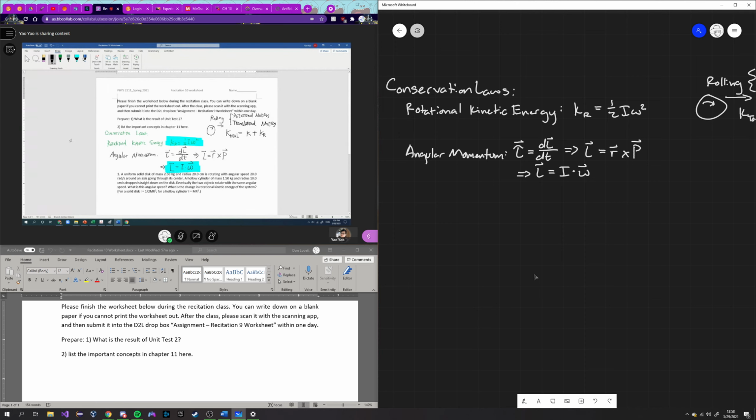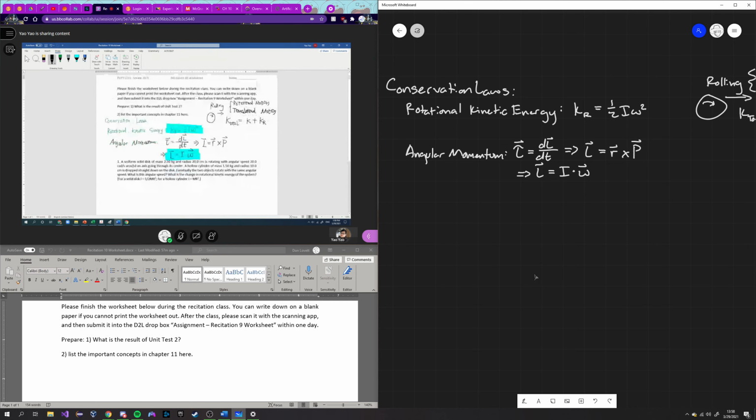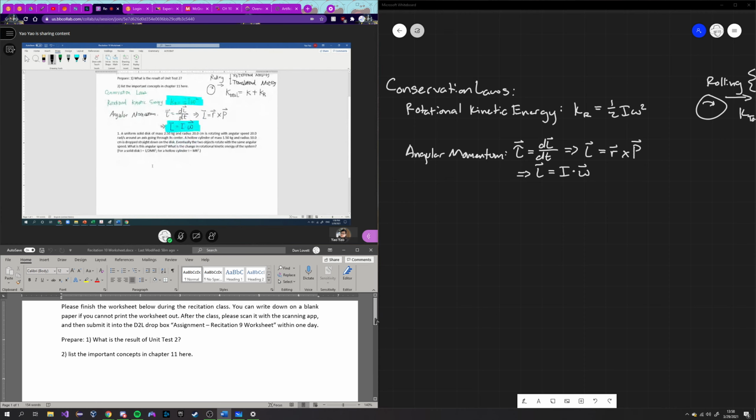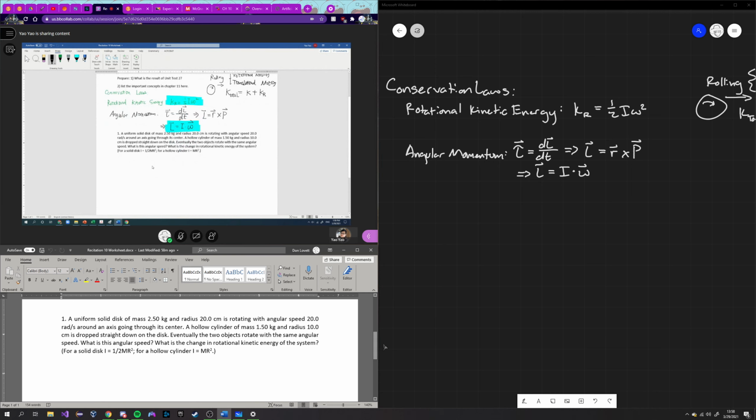Have you finished the writing? If you have finished, we will go to our question 1. I will read this question together in the main room, and after that, you will be separated into 3 small groups and finish your calculation by yourselves. Okay. So question 1 is describing a rotational system. Initially, it only contains a uniform solid disk, which is rotating here.